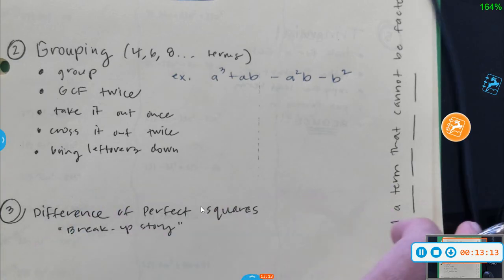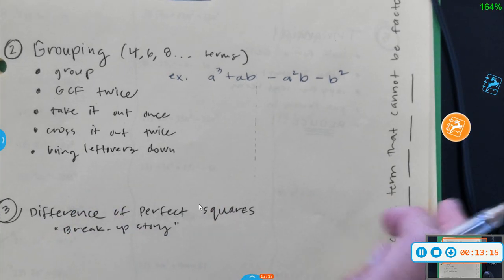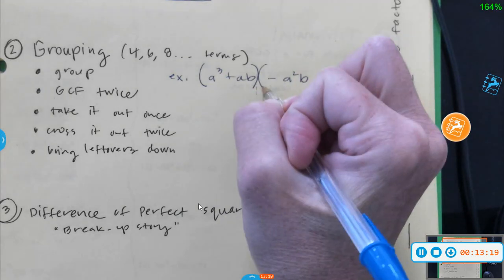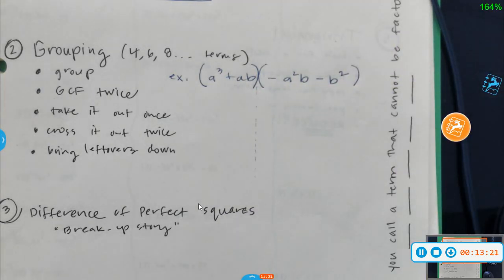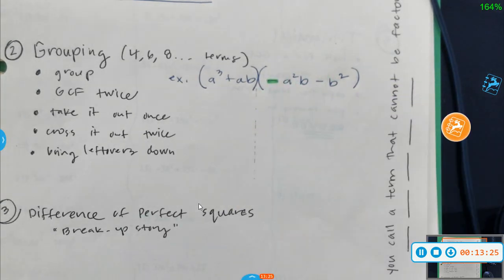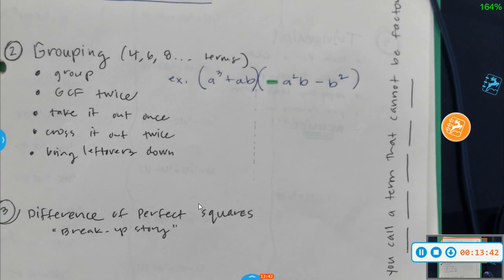How do you group? Well, you group it the same way every time. You group the first 2, and you group the last 2, but you make sure you take this sign in the parentheses. So in other words, everything has to fall into a group. You can't leave anything hanging out. It either has to be in the first set of parentheses, which is your first 2 terms, or it has to be in the second set of parentheses, which is your last 2 terms. And you can't leave that sign hanging in the middle. It happens to be a subtraction for this particular problem.